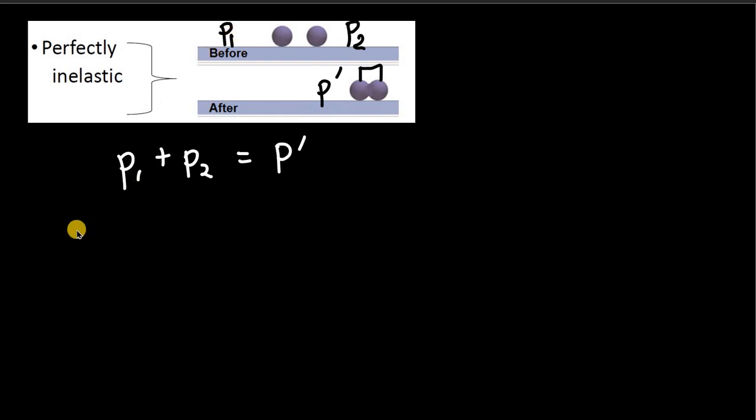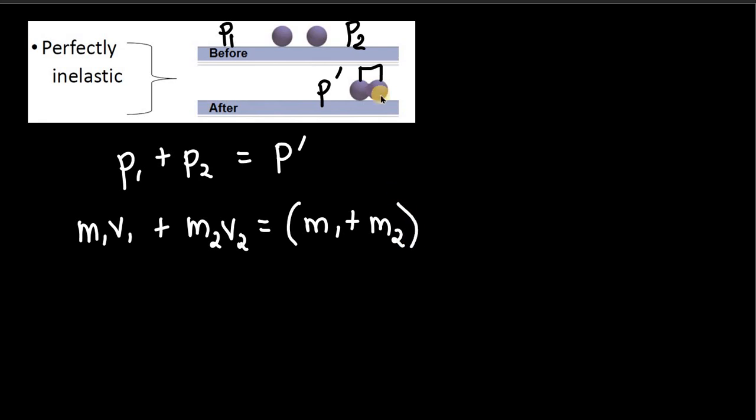So the momentum of the first object is m1 v1, and for the second object we have m2 v2. This is now equal to P prime, the momentum of the combined object. As you can see, they will stick together, so the mass will be combined. We will have m1 plus m2, and they will be moving at one velocity, so we just have v prime. So for perfectly inelastic collision, this is your equation. Take note of the equation.